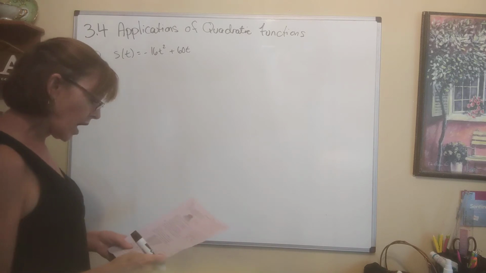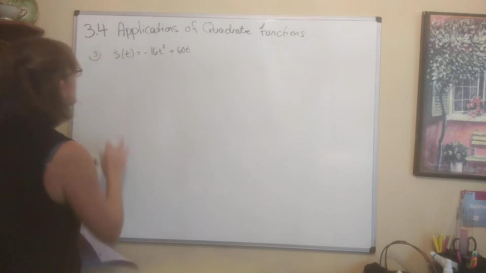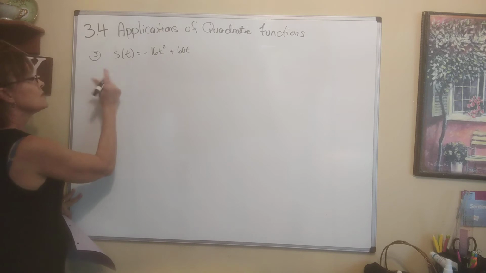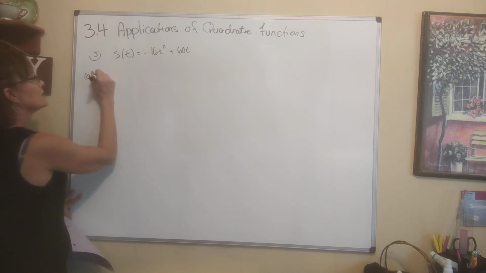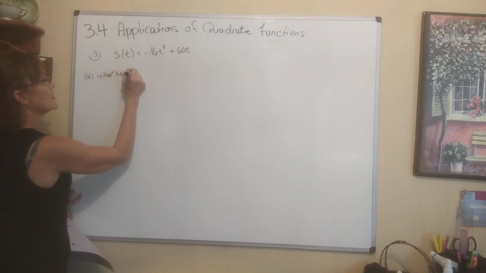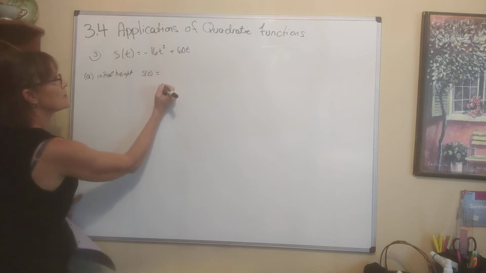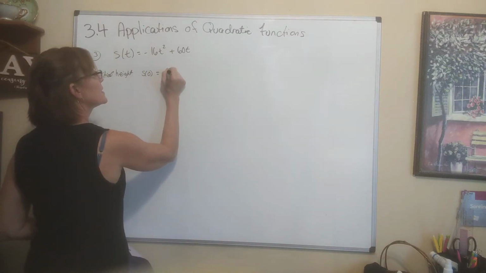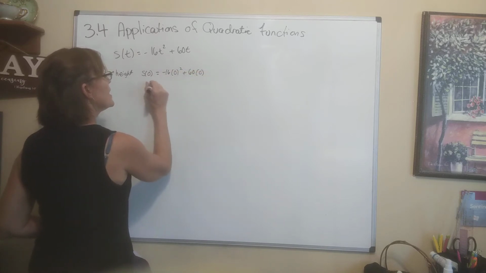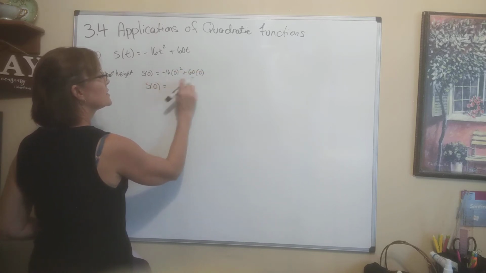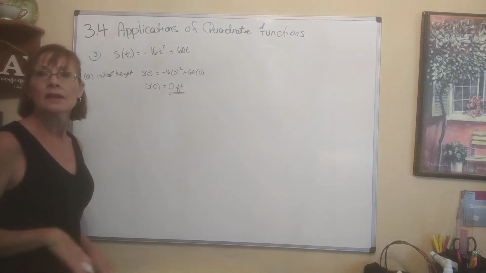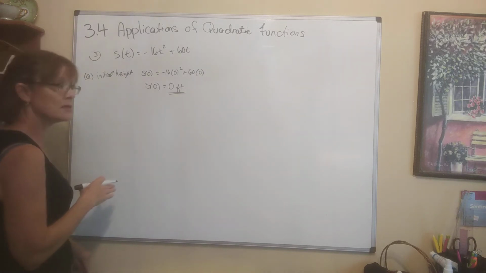It says, what's the initial height of the golf ball? That's part A. If S of t represents the height, then the initial height is when time is 0. So to answer part A, the initial height occurs when t is 0. So S of 0 would be negative 16 times 0 squared plus 60 times 0, which gives us 0 plus 0, or 0. How high is it initially? It starts on the ground, basically. So its initial height is 0 feet.